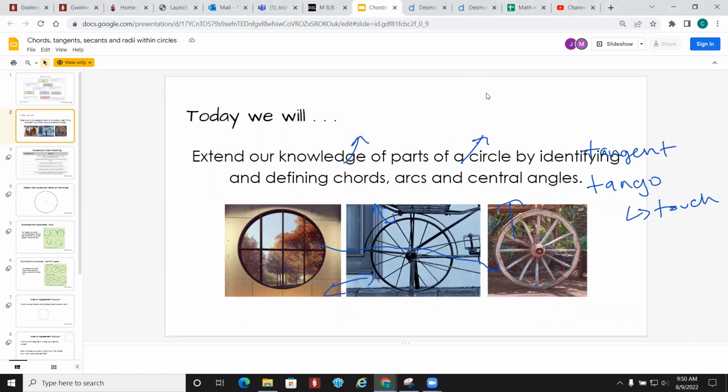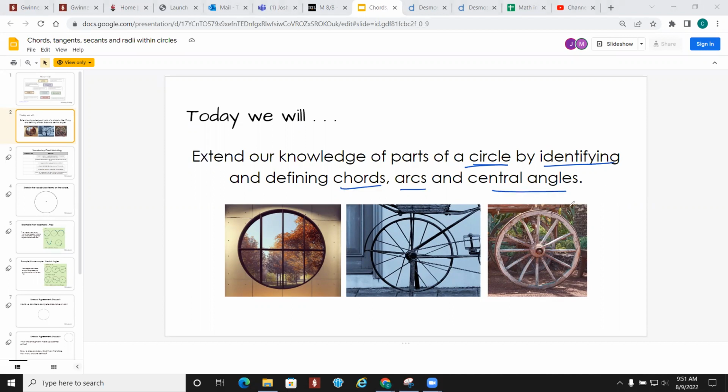All right, so today, and this is what I would write on my notes: today we're going to talk about parts of a circle by identifying and defining chords, arcs, and central angles. So if I were taking notes, I would say circles, identifying chords, arcs, and central angles. That's what I would write on my paper. Again, if you're taking good notes, you want to date your paper. So it's 8/9 right now.